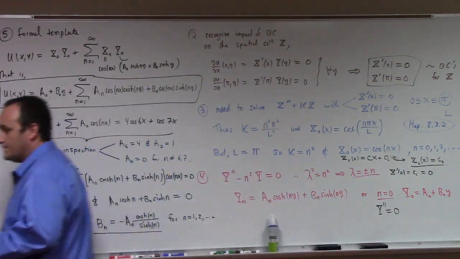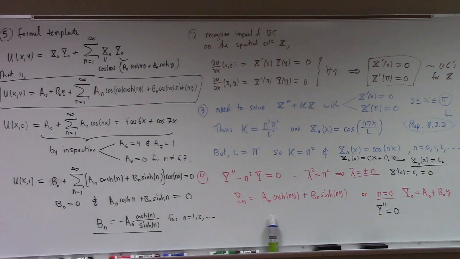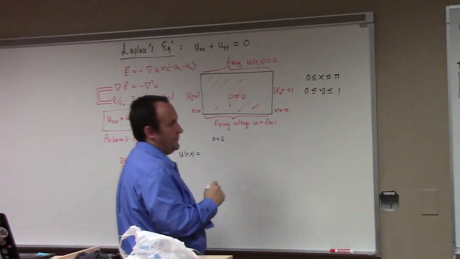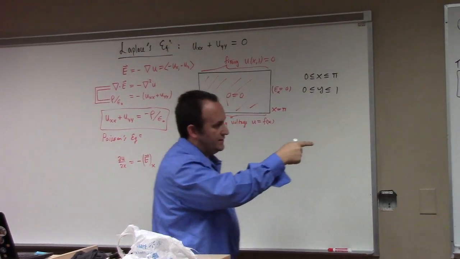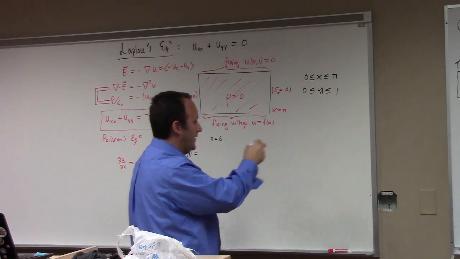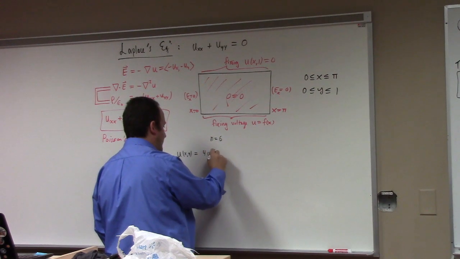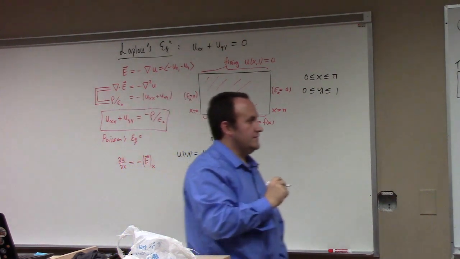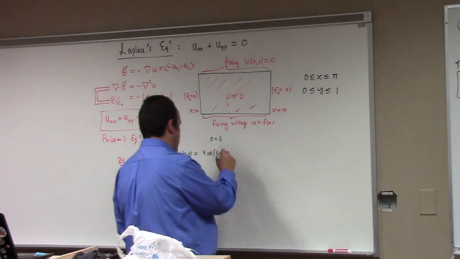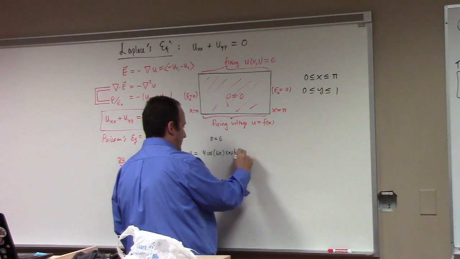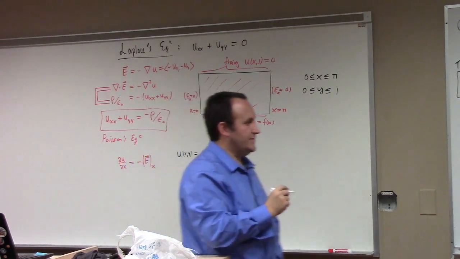So let me write it out. I'll write it over. I'm going to erase these. So what we have then is u of x,y. Let's see here. I'll start with my n equals 6, which has got what in it for me? We've got a cosine of a sub, what is a sub 6? So 4 cosine of 6x, right, times the hyperbolic cosine cosh of 6y, right?